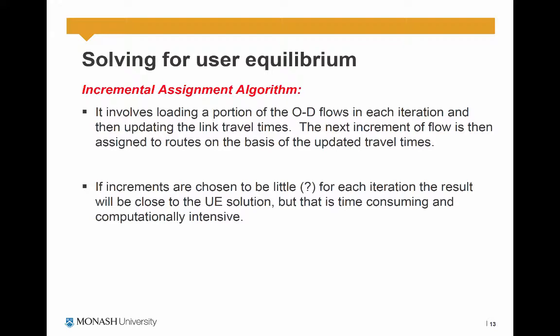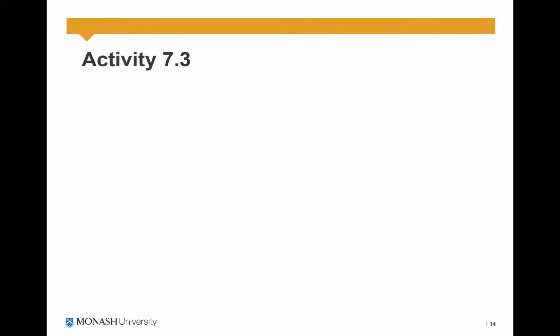If we choose increments to be small enough, it has been shown that the result of the incremental assignment will be very close to the user equilibrium solution. But if the increments are too small, the algorithm will be very time-consuming and computationally intensive. So there is going to be a trade-off between how much time or computational power it takes to run the algorithm versus how small my increments should be, or how close I want the solution to be to the user equilibrium. Let's now go over activity 7.3 to get to know these algorithms better.